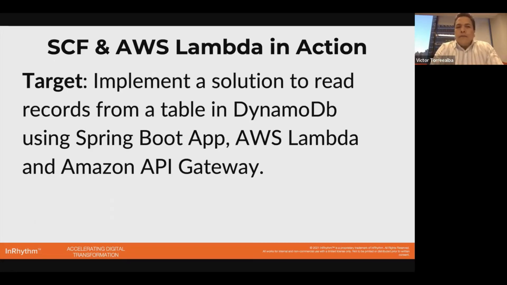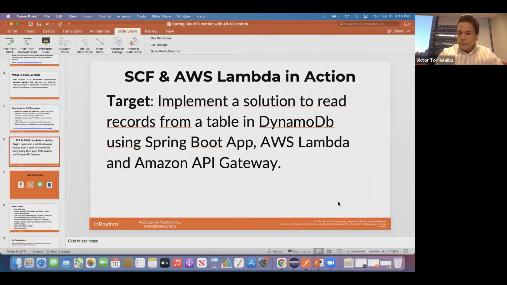Spring Cloud Function and AWS Lambda in action. The target of this practical example is to implement a solution to read a record from a table in DynamoDB using a Spring Boot app, AWS Lambda, and Amazon API Gateway. Okay, here we go.